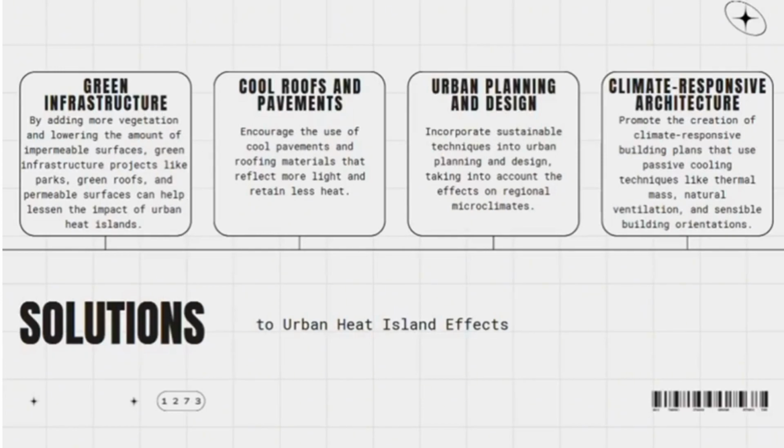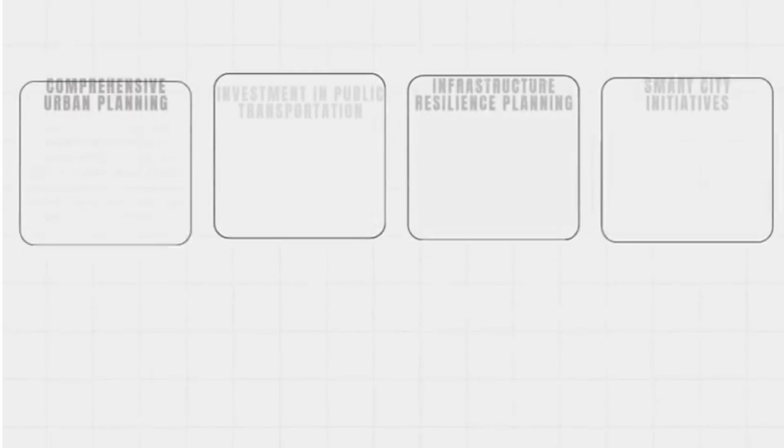Second, cool roofs and pavement. Encourage the use of cool pavement and roofing materials that reflect more light and retain less heat. Third, urban planning and design. Incorporate sustainable techniques into urban planning and design, taking into account the effects of regional microclimates. Fourth, climate responsive architecture. Promote the creation of climate responsive building plans that use passive cooling techniques like thermal mass, natural ventilation, and sensible building orientations.